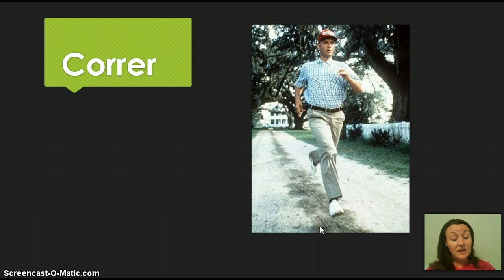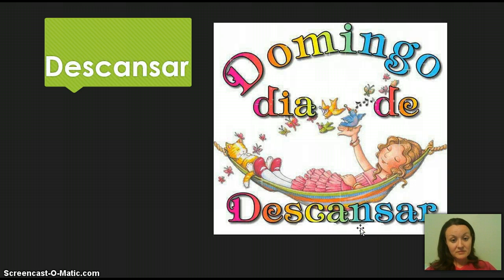Correr. Correr significa to run. Once again, you guys know I like to run. If I'm thinking of running, I gotta think of a clear, specific example. Forrest Gump. Run, Forrest, run. Correr. Descansar. Descansar significa to rest or to relax. I would think of domingo. Los domingos me gusta descansar. Starts with the same letter.